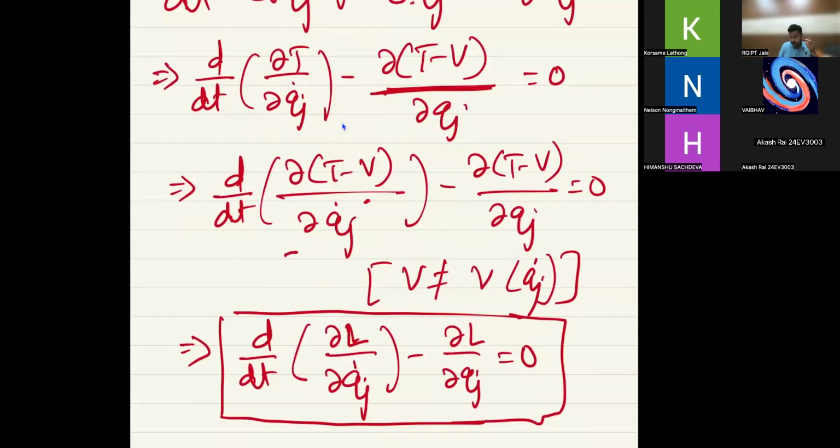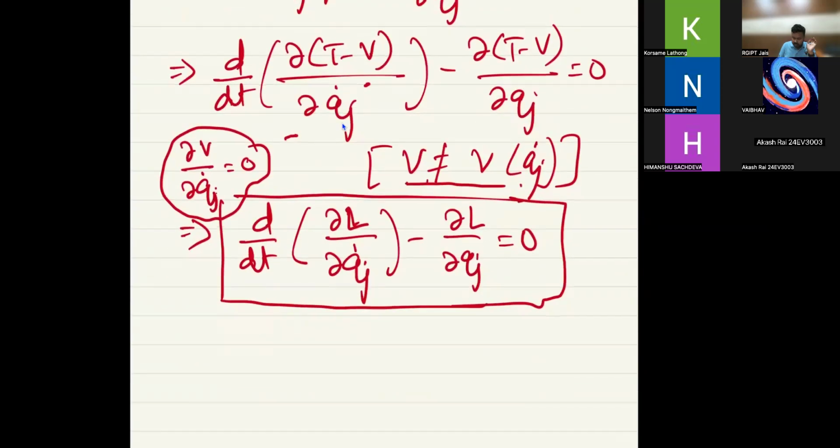I told you that if V is not a function of Qj dot, then del V del Qj dot will be 0, right? If V is not a function of Qj dot, then del V del Qj dot will be 0. So what I have added here, minus del V del Qj dot, is basically 0. So I have done some simple mathematical manipulation here.